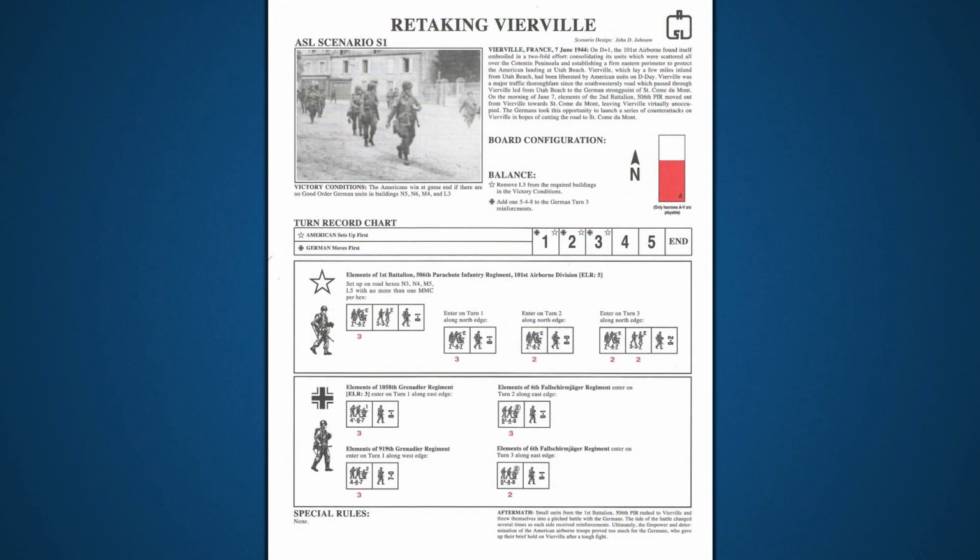Back at the scenario sheet, there are several sections we need information from to set up our map. Let's begin with a read-through of the scenario briefing. Vierville, France, 7th June 1944. On D+1, the 101st Airborne found itself embroiled in a twofold effort, consolidating its units, which were scattered all along the Cotentin Peninsula, and establishing a firm eastern perimeter to protect the American landing at Utah Beach. Vierville, which lay a few miles inland from Utah Beach, had been liberated by American units on D-Day.